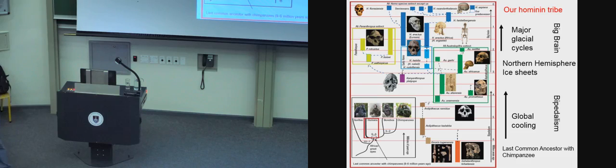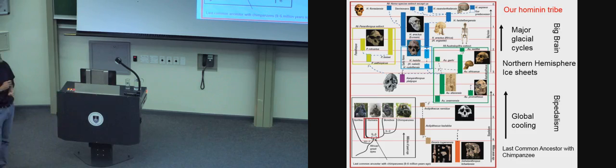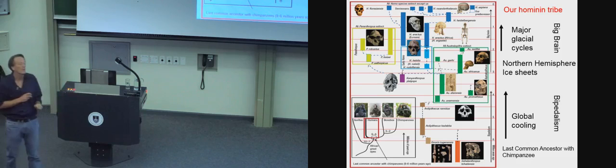Now you could ask, why didn't we evolve in Asia? Because you had great apes there as well, right? You had the orangutans. And in Europe, we know you had a lot of apes. But the general consensus is that we didn't evolve in Asia. Our lineage has always been within Africa.